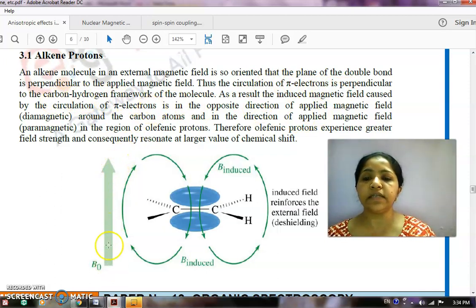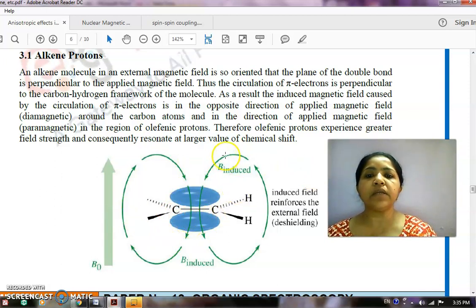So since this is the direction, in this direction the electrons will circulate. So what we see is that when it is circulating, it is perpendicular to the carbon hydrogen framework. As a result, the induced magnetic field caused by the circulation, now this is circulating and this will induce a magnetic field, and this magnetic field is in opposite direction to the applied magnetic field around the carbons. So this is in opposite direction and these two are the carbons. Around the carbon it is in opposite direction.